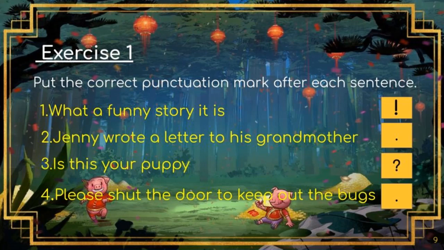For exclamatory sentence, which symbol we have to put at the end of the sentence? Yes, you're right. For exclamatory sentences, we have to use exclamation mark at the end of the sentence. So students, inside the first box, we put an exclamation mark. Okay, let us move to the second one.